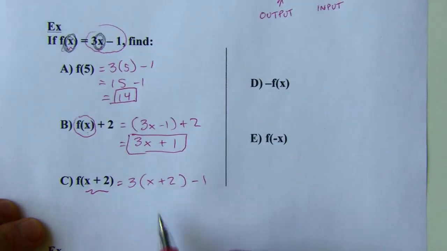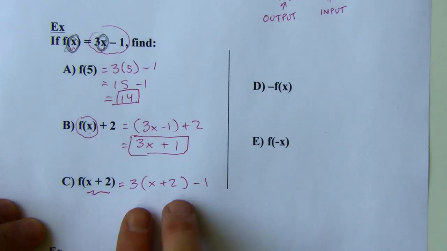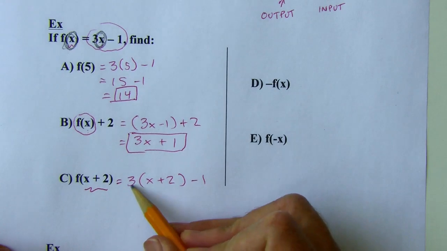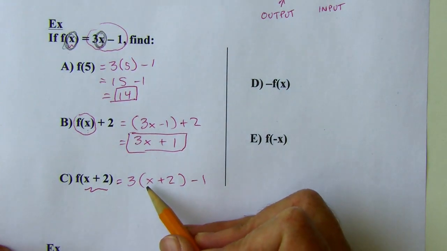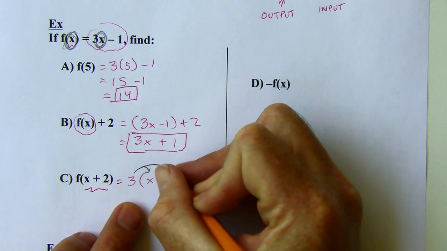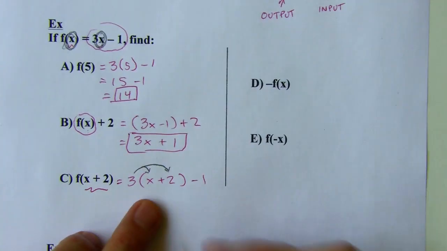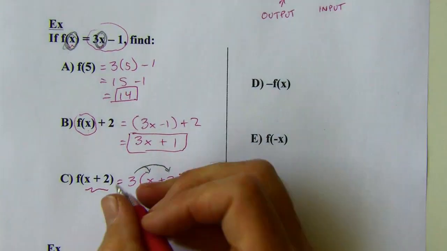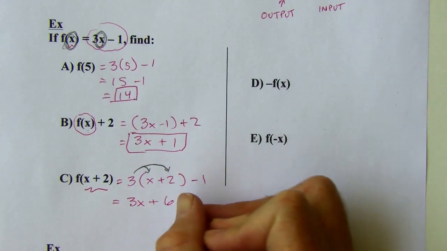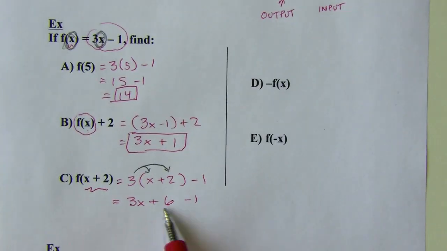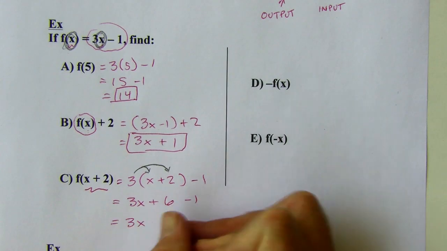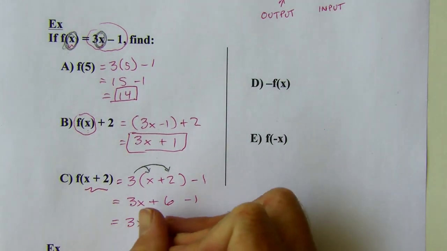Now, if you forgot to use parentheses when you substitute it in, I'm guessing that you might forget also to distribute the 3. That's really important, because when I simplify this, I want to make sure I do 3 times both of those terms that are in the parentheses. So I've got 3 times x is 3x, 3 times 2 is 6, and then I can still combine those like terms. 6 minus 1 is 5. So this is going to simplify to 3x plus 5.